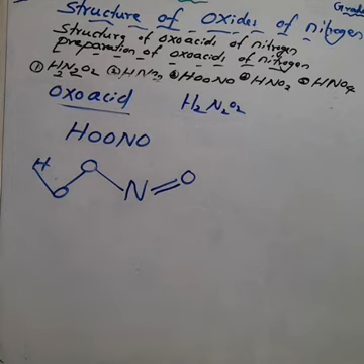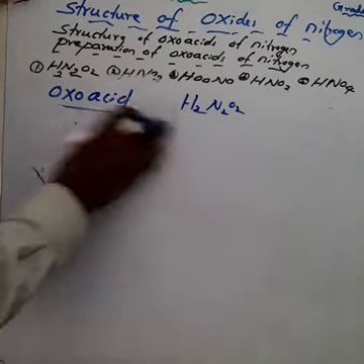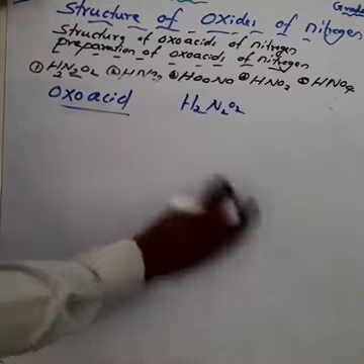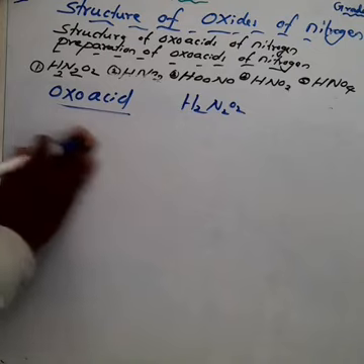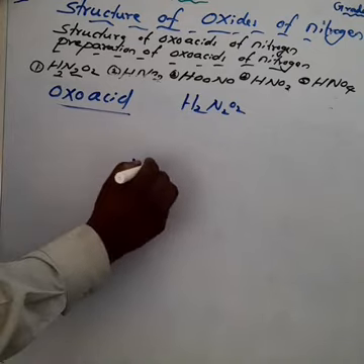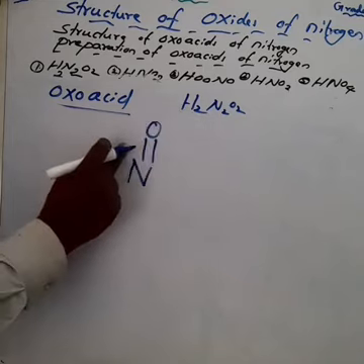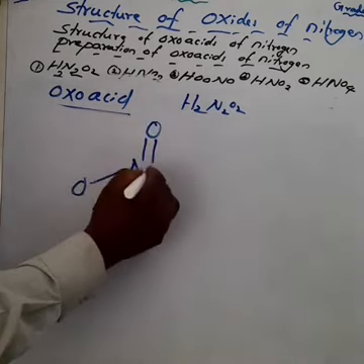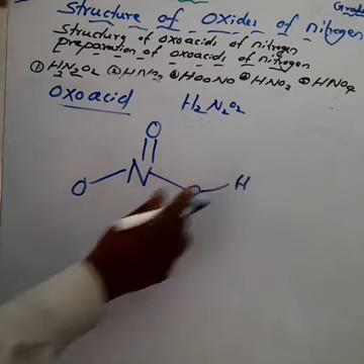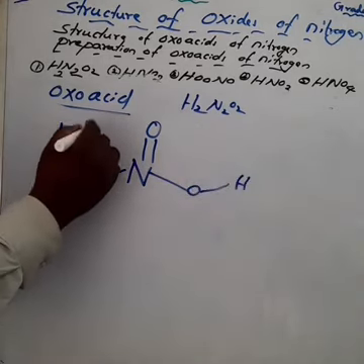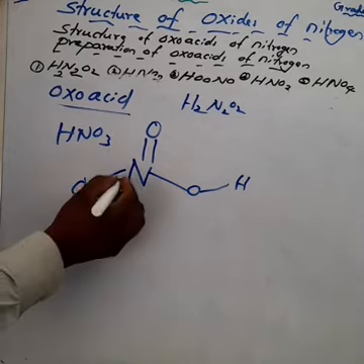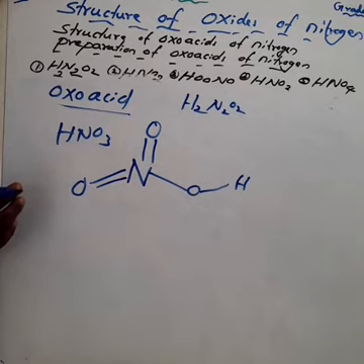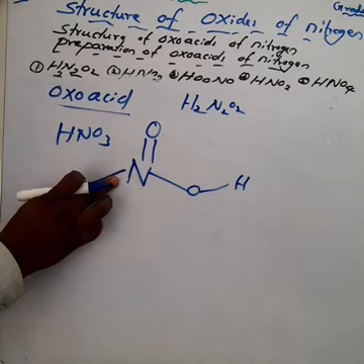Okay. Next is nitric acid. What is the formula of nitric acid? HNO3. We can start with the nitrogen. Nitrogen. One side one oxygen, and above one oxygen. Next side one oxygen. Next side one hydrogen. So what is the formula? HNO3. So there is one single bond. Make it a double bond here. And here also one single bond. Here one minus charge. Here one plus charge.